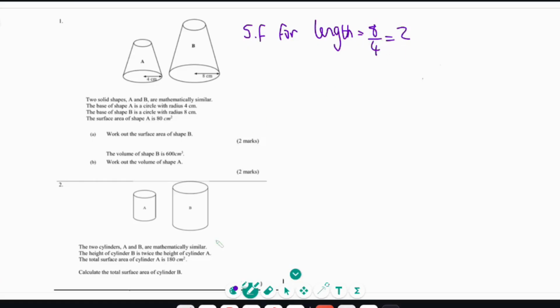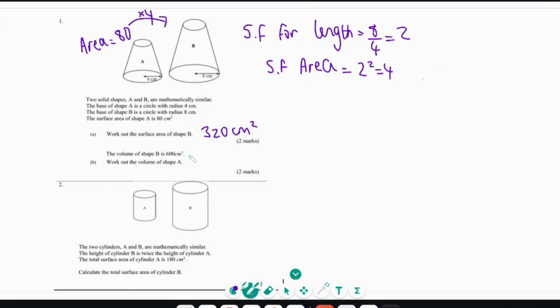The surface area of shape A is, I'm just going to put area, I know this is surface area, it's 80. Work out the surface area of shape B. Well, to find the scale factor for area, I need to square the length scale factor to get 4. So times my 80 by 4, 320.